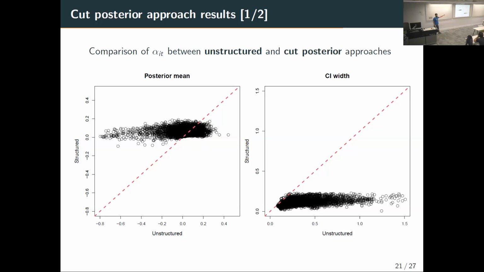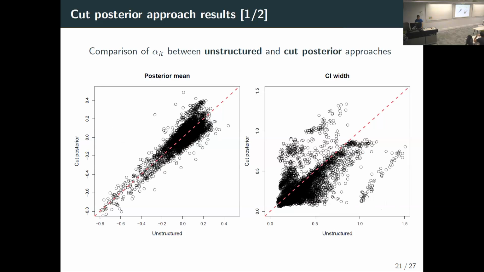This is what I had before. So when I moved from the unstructured model to the structured model, I have this problem. Now with the cut posterior approach, you see that the effects are in much bigger alignment. It's not clear if I've won in credible interval width. Not so much, I would say.